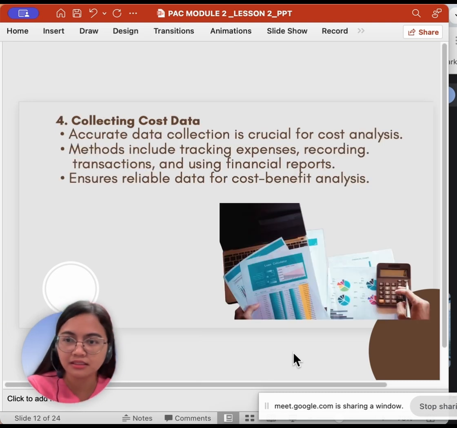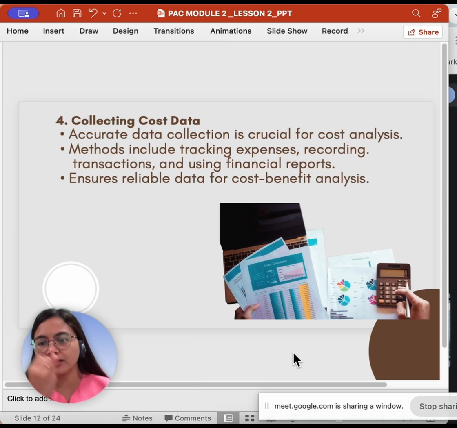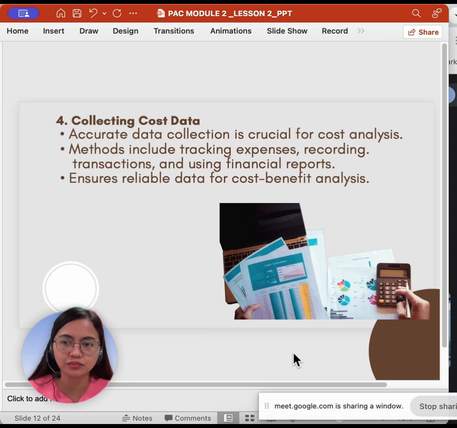And next is collecting cost data. Accurate data collection is crucial for cost analysis. Methods include tracking expenses, recording transactions, and using financial reports. Ensure reliable data for cost-benefit analysis. So when you collect cost data, or collect data relating to your business, it must be reliable. And as much as possible, your data must be accurate.